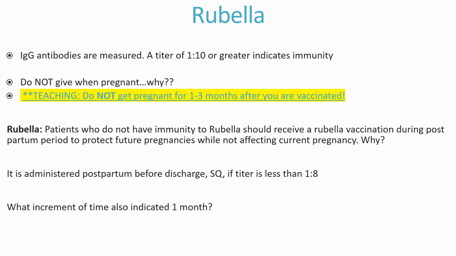Okay. Teaching: do not get pregnant for 1 to 3 months after you are vaccinated. Okay. And patients who don't have immunity to rubella should receive the rubella vaccination during the postpartum period to protect future pregnancies while not affecting the current pregnancy. Why? You want to build that immunity. Maybe even if mother's breastfeeding, that'll kind of go through there. Give you some antibodies. It is administered postpartum before discharge, sub-Q, if their titer is less than 1 to 8.